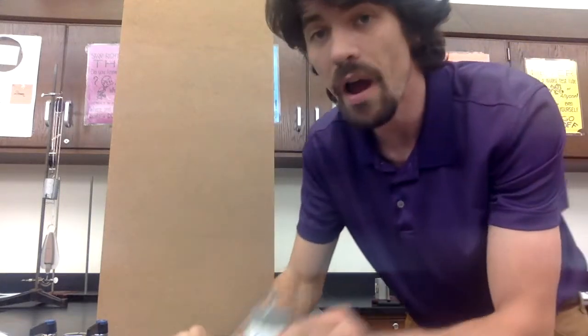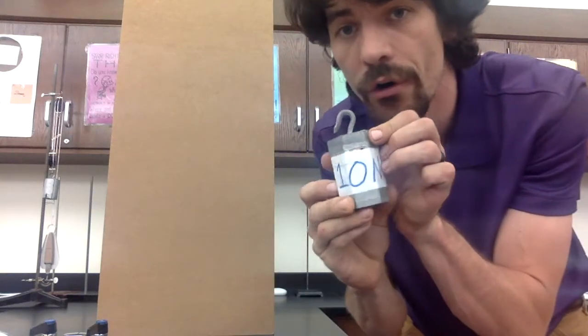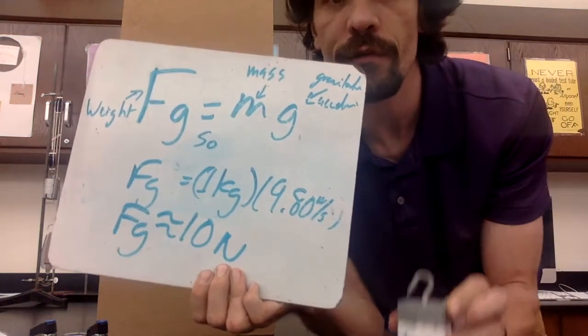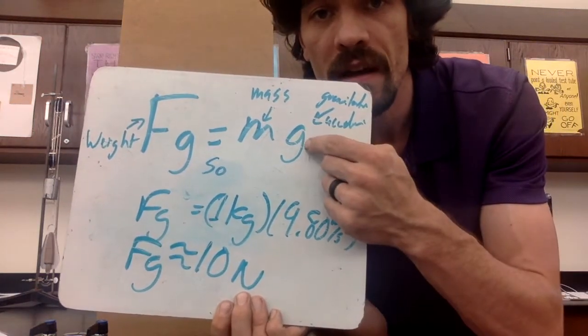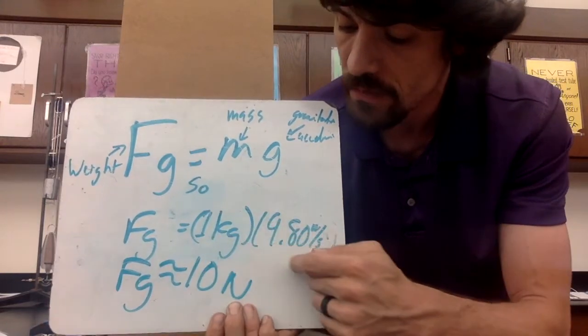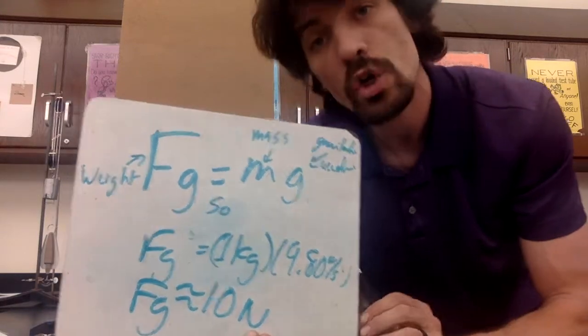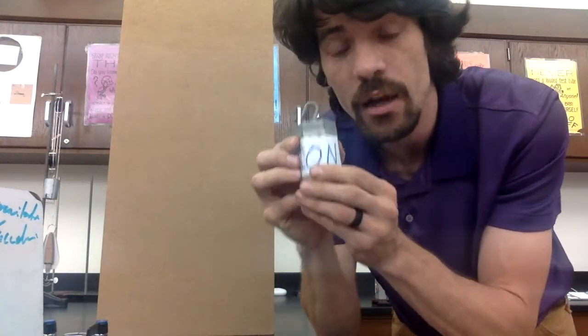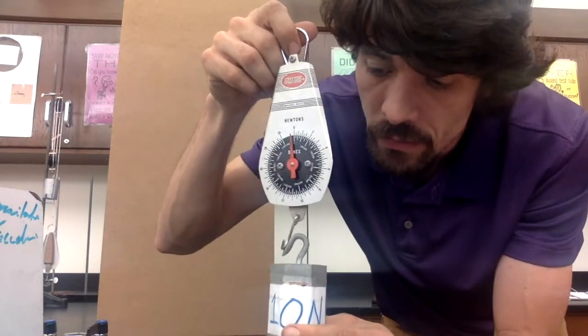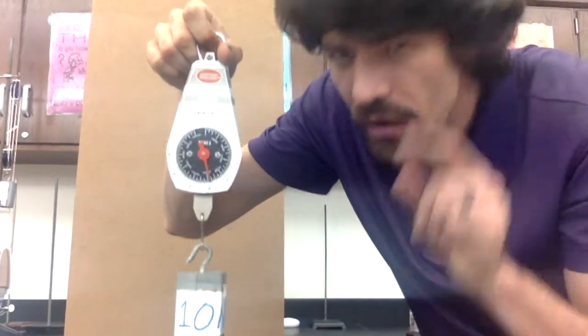Now, here I have a 1 kilogram mass. On Earth, it weighs 10 newtons. Our formula for weight, Fg, is mg. So on Earth, 1 kilogram, which is our mass, times 9.8, gives us about 10. So what I'm really trying to say is this mass weighs about 10. If I put it on our spring scale like this, it reads 10.